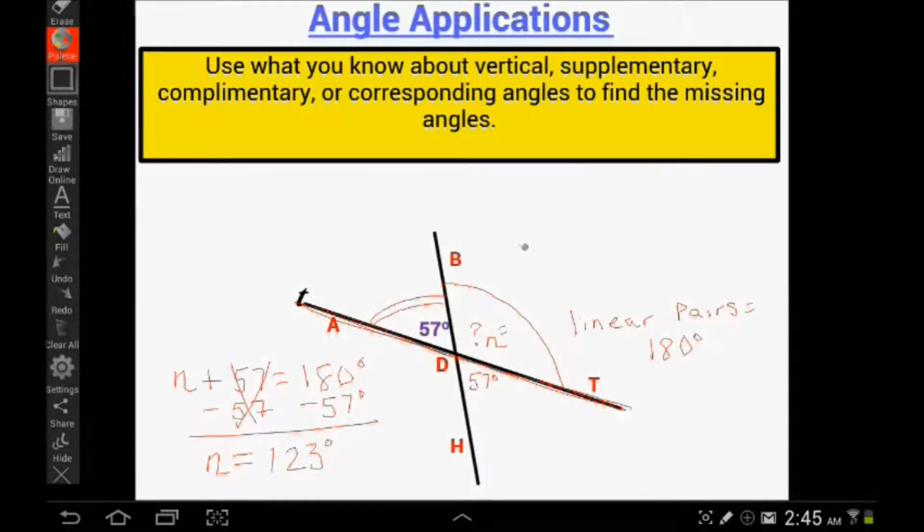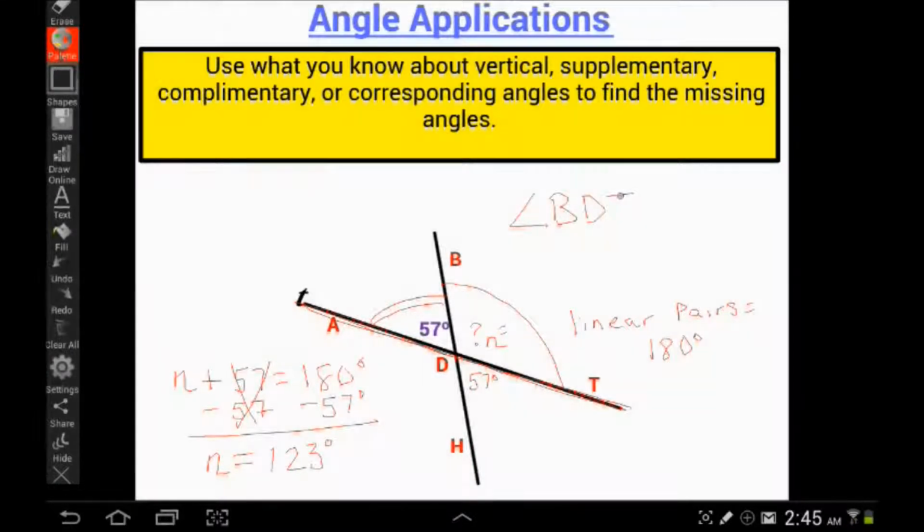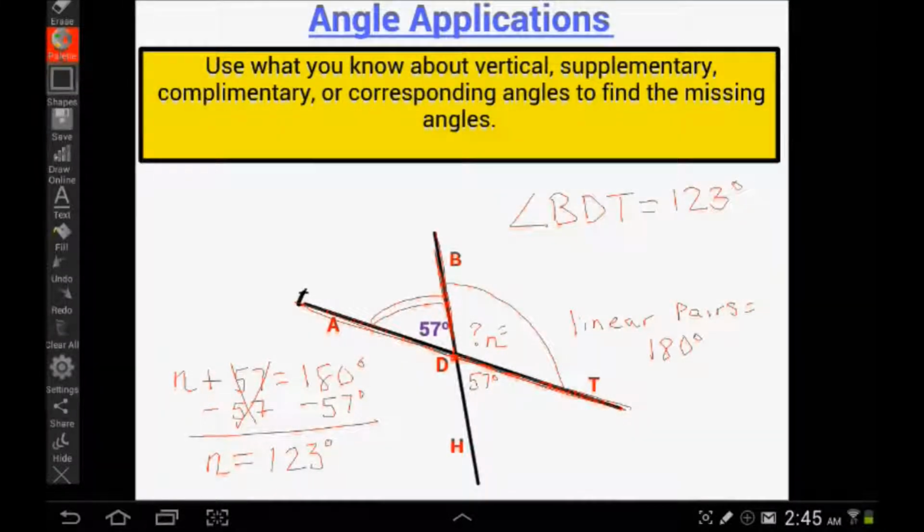So right there, that angle, call that angle BDT. B, the vertex is in the middle. D, the letter that is the vertex is D, and then T. We can say that BDT equals 123 degrees. And then that makes it really, really easy to figure out the angle that's across from it right here. This angle right there, we'll call that angle ADH. Angle ADH is also 123 degrees.